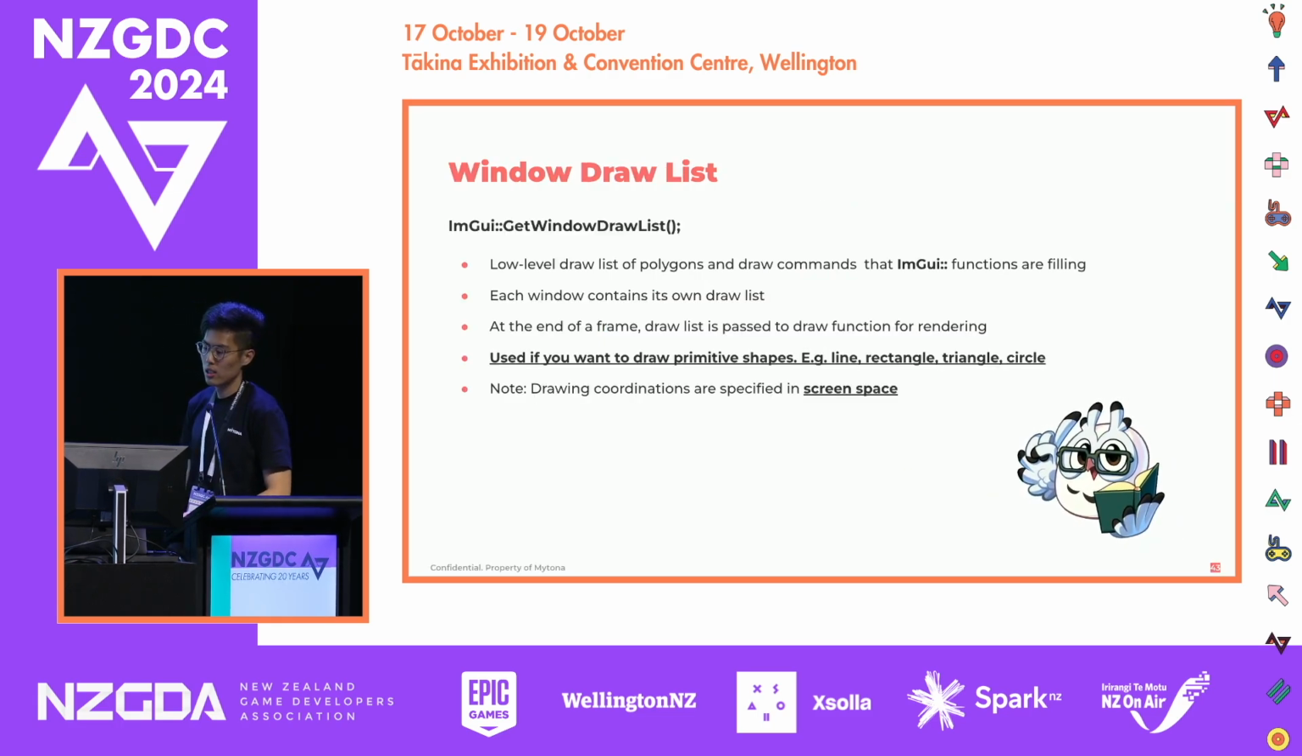Draw list, it's a list of draw commands that the ImGui system will be using to draw, like lines, text, whatever you need to draw. It's used to draw shapes, and coordinates are specified in screen space, so you have to be careful.